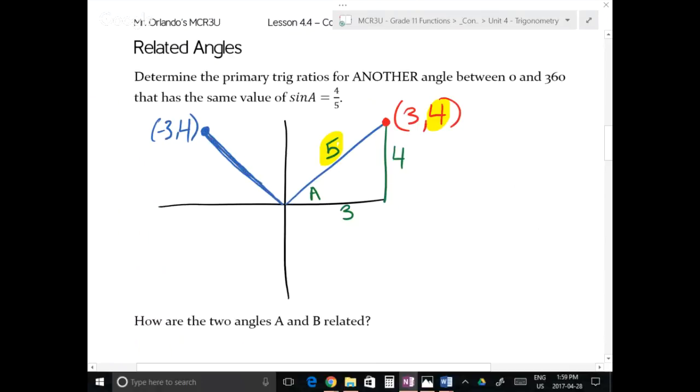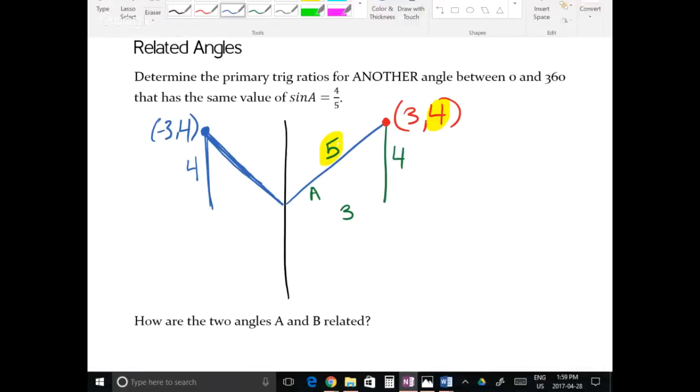Sure. If this were -3, but this were still +4, that would be 4. This would now be -3, but that's okay, because does that -3 affect our sine? No.